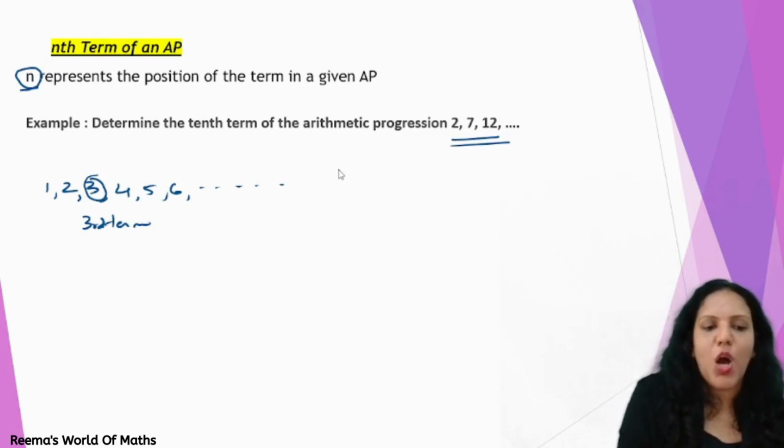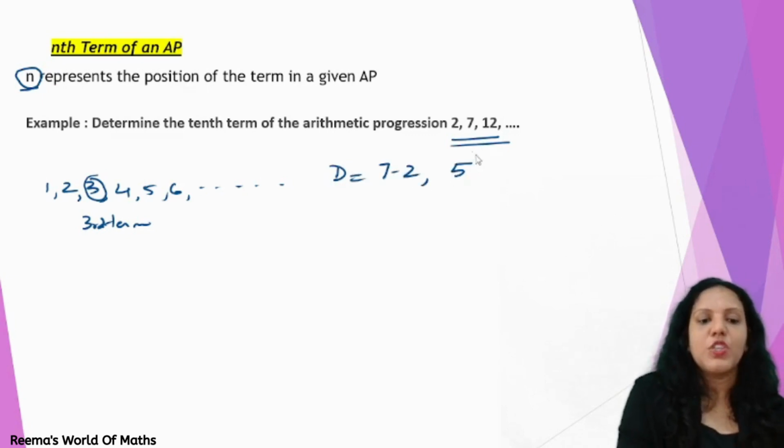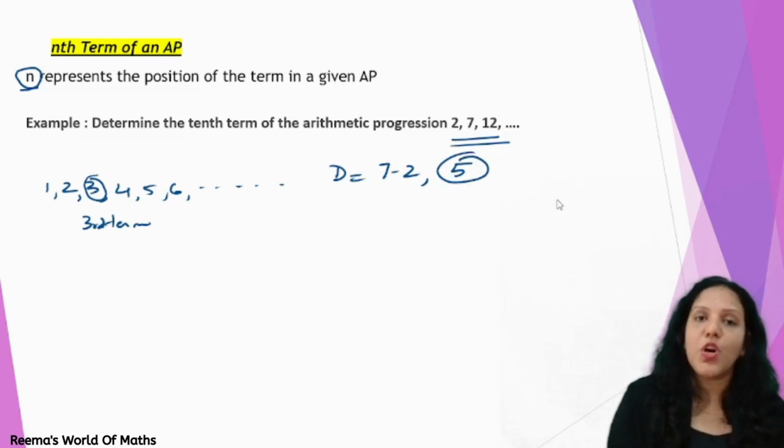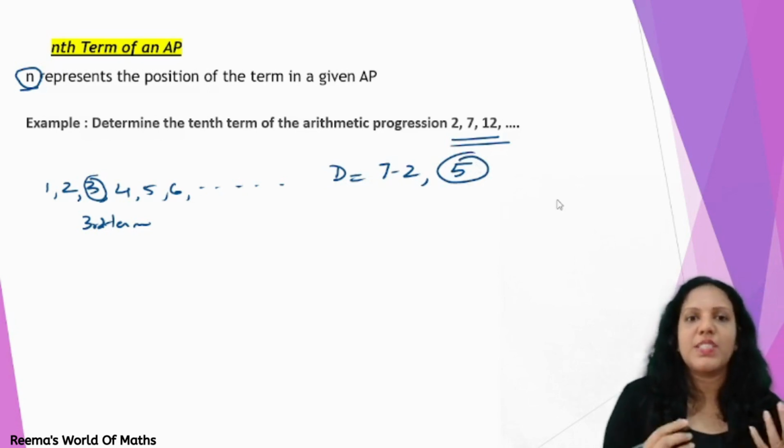First we will find the common difference. So d is equal to 7 minus 2, the second term minus the first term, which is 5. With the common difference we are able to form the arithmetic progression, which is a manual method.